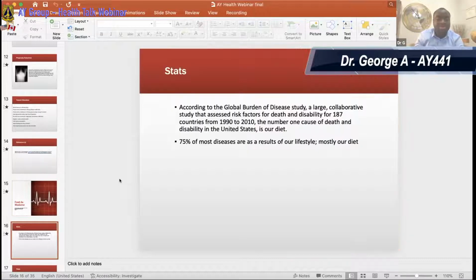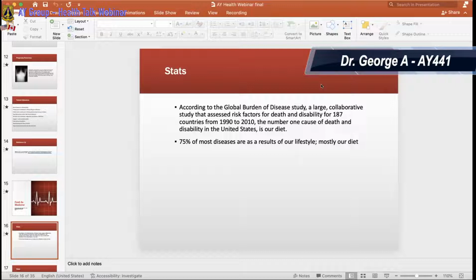I'll first go into some statistics that I came across. From 1990 to 2010, there is this group that studied some risk factors that cause death and disability in America.